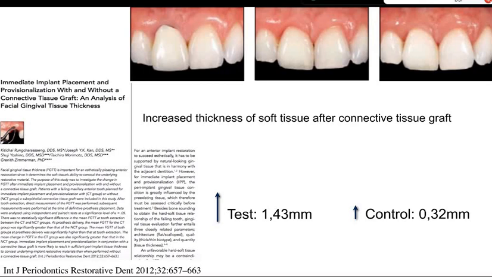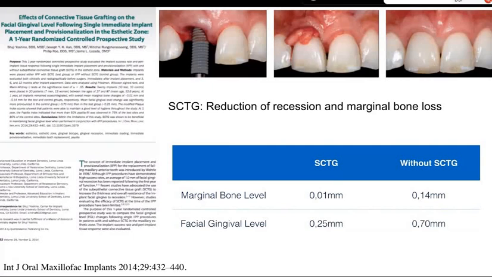As well, we have also other papers. This is from the group of CAN, in which they saw an increased thickness of soft tissue after connective tissue graft around immediate implants. As well, we have another paper from the Jaime Lozada group in which they saw a better marginal bone level with a soft tissue graft and a better facial gingival level around the restoration. So it is advisable to use a soft tissue graft in these cases.